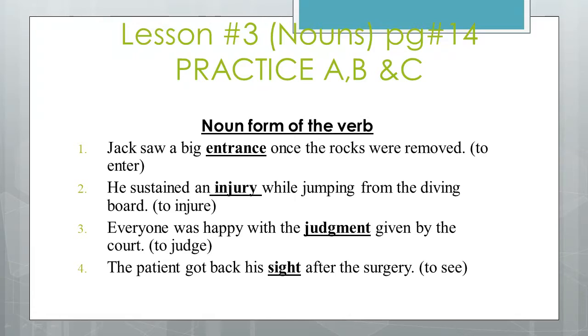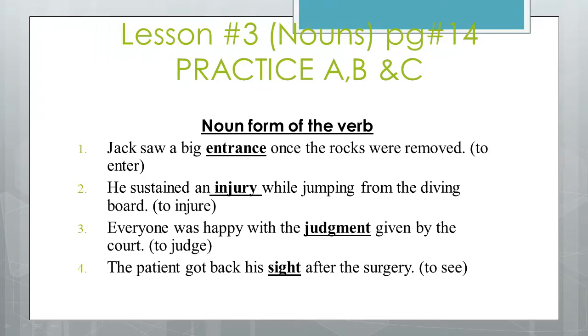This exercise asks you to make nouns from the verbs. It says, complete the sentences by adding the noun form of verbs. Sentence number 1 is, Jack saw a big dash once the rocks were removed. And the option is to enter. You can see in brackets the option given, to enter, is a verb. And you are asked to make a noun from this verb enter.